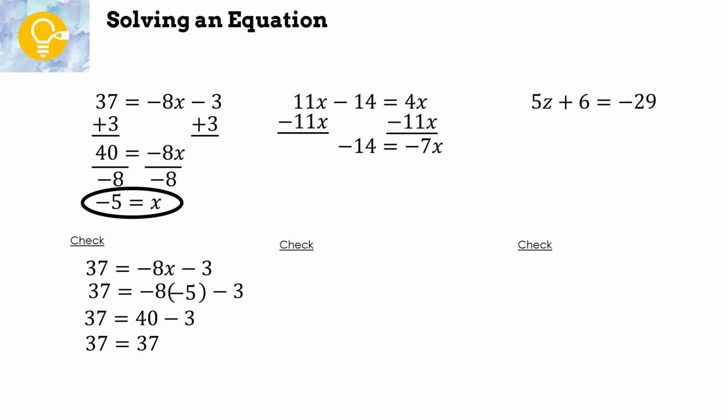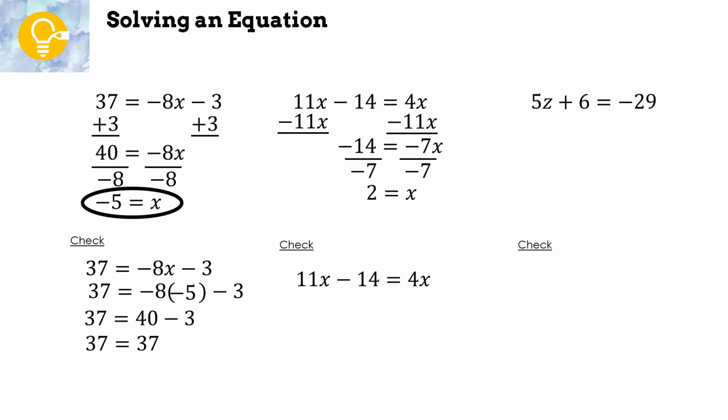This gives us negative 14 equals negative 7x. Now we have the x's by itself on one side. But we still have a problem. We don't want negative 7x, we want x. So whenever I have a number next to a letter, it means to multiply. And the opposite of multiplying is dividing. So we're going to divide by negative 7. And we get 2. But let's check it.